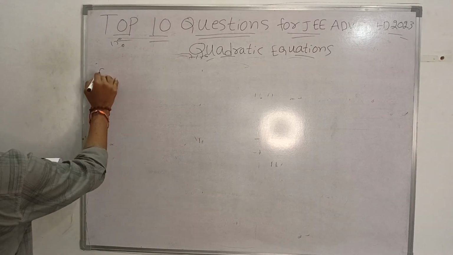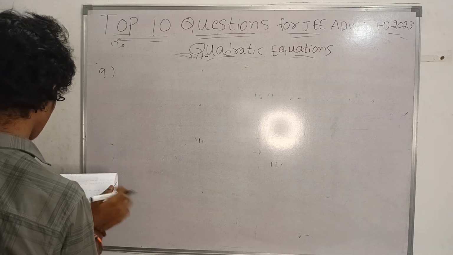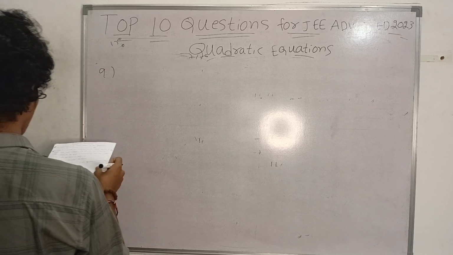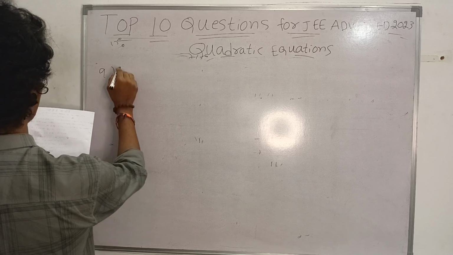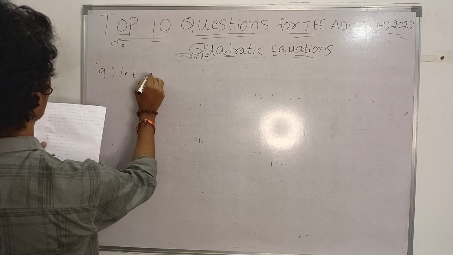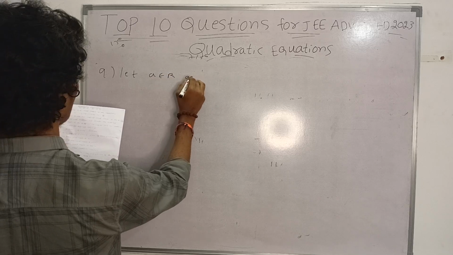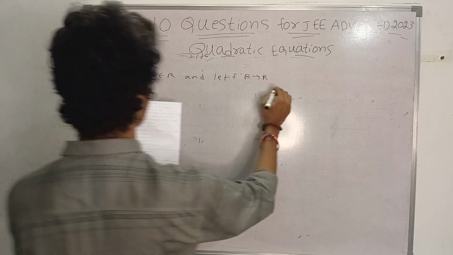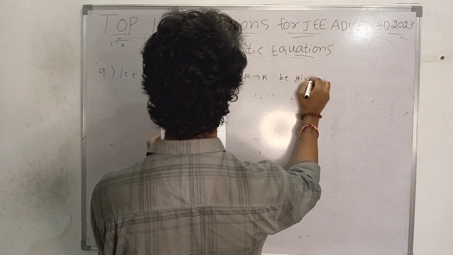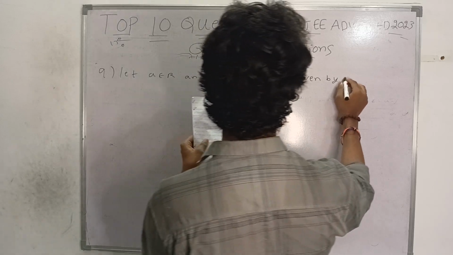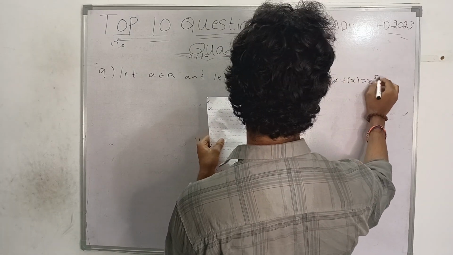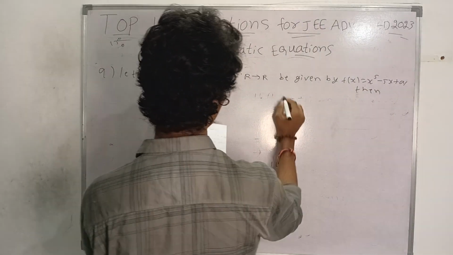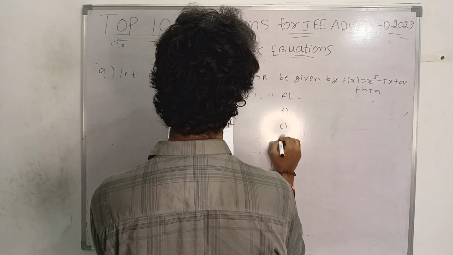And now 9th question. Now it is the time for multi-correct. Let a belong to R and let f map R to R be given by f of x equal to x power 5 minus 5x plus a. Then they have given option A, option B, option C, option D.